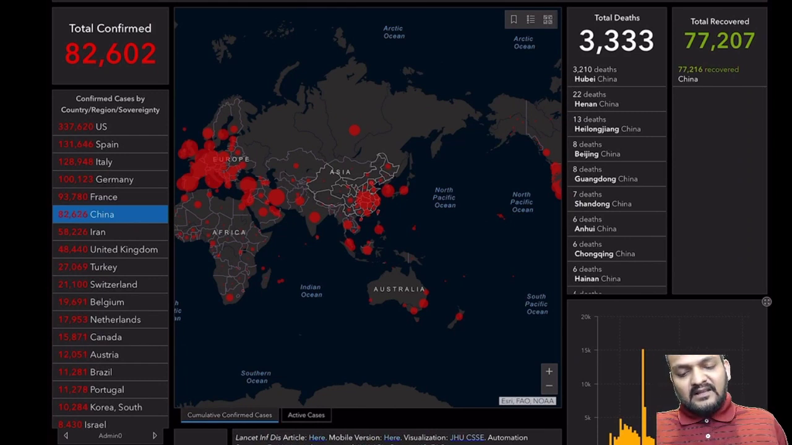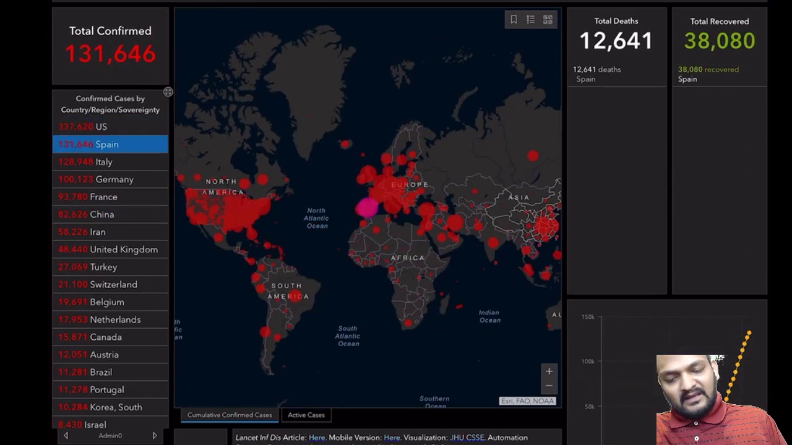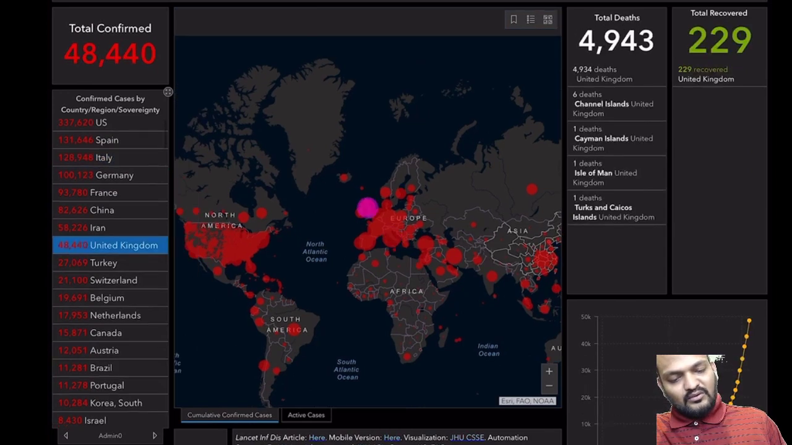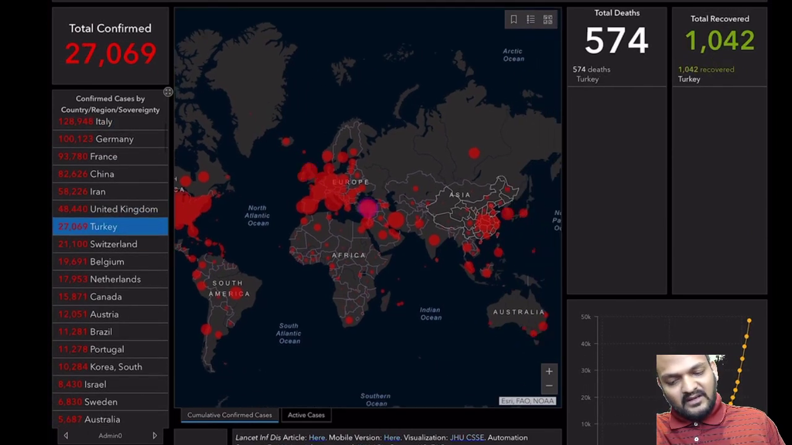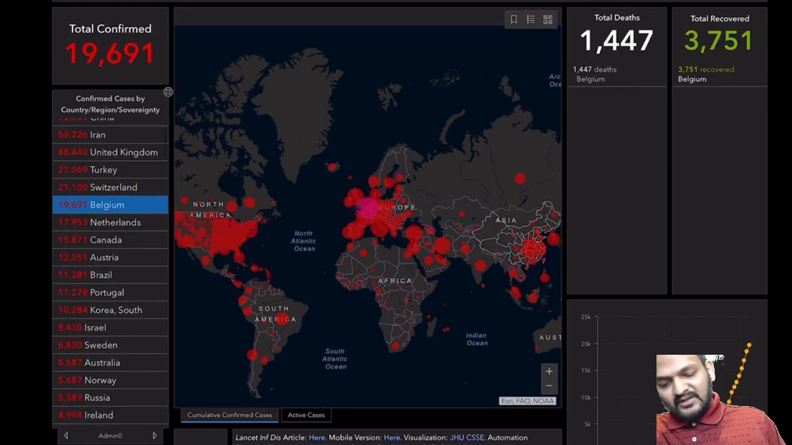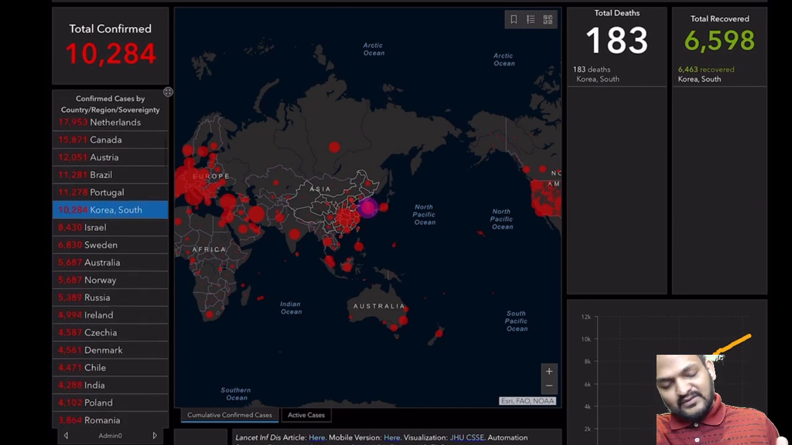All right, so that's how the growths are. The growth usually looks something like this, something like that. The UK is still going up, Turkey is still going up, Switzerland is coming down, Belgium is going up, and so on. South Korea seems to have come down.